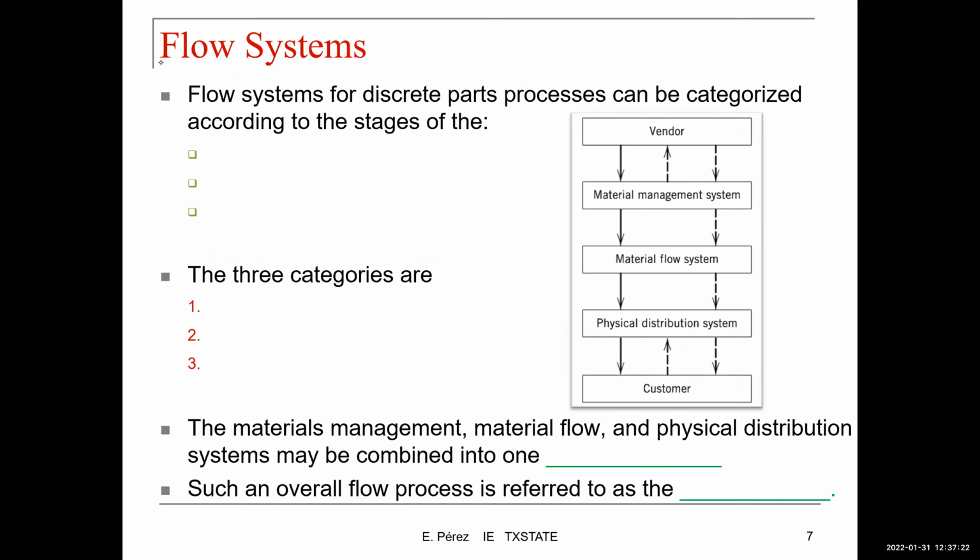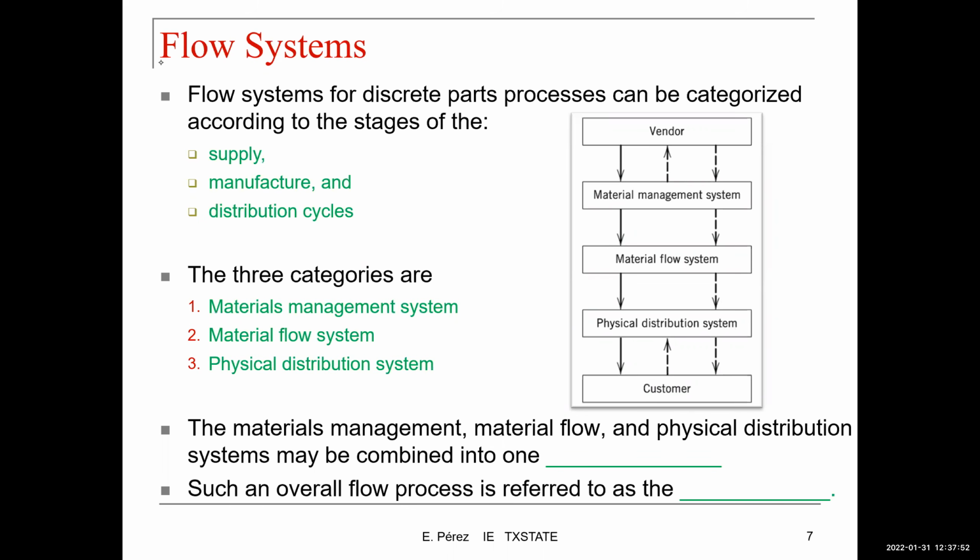Flow systems for discrete parts. When we say discrete parts, these are things that you can count, right? We think about energy. You don't necessarily have a unit measurement for a pound of energy, right? You have a continuous flow. But flow systems for discrete parts, or for things or goods that you can count, can be categorized according to the stages of the supply, manufacture, and distribution cycles. And the 3 categories are the materials management system, material flow system, and the physical distribution system.